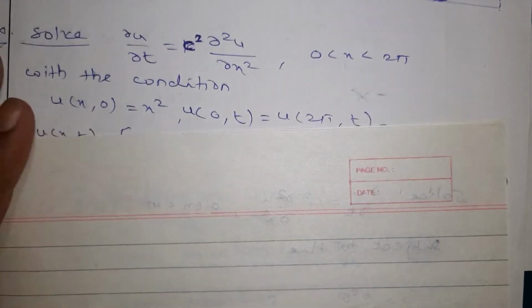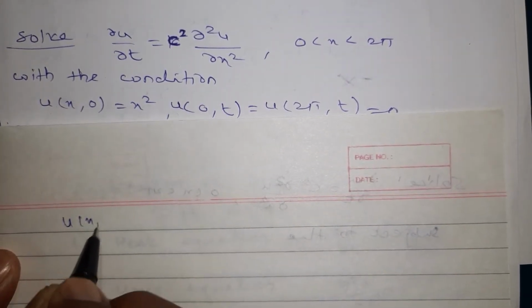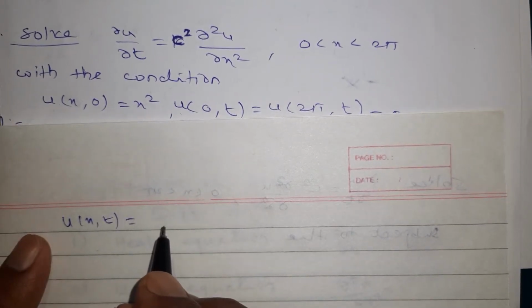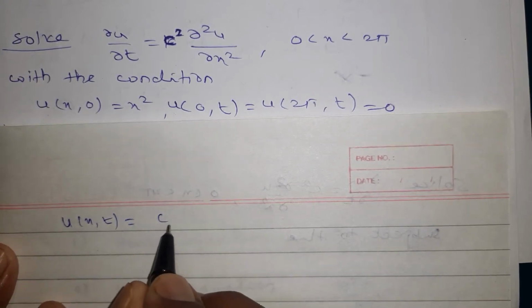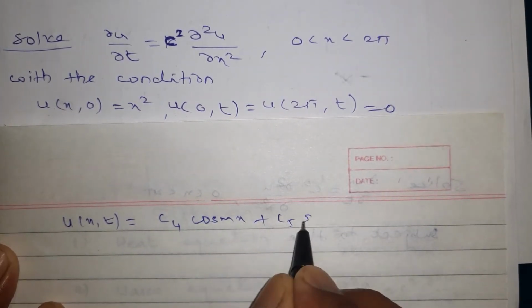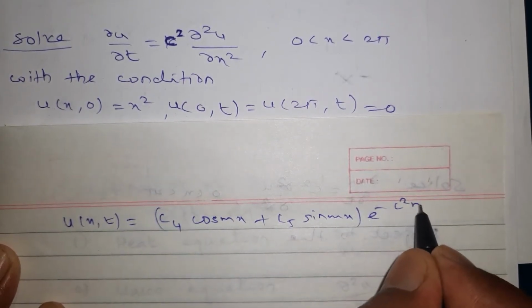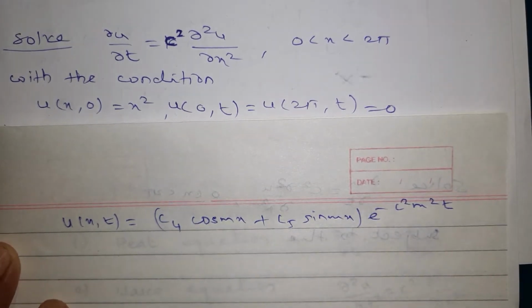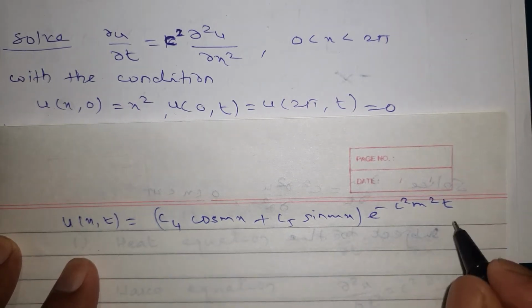Now first, the given equation is our heat equation. So what is the solution for the heat equation? Our solution for the heat equation is (C4 cos mx + C5 sin mx) e^(-c²m²t). This you have to keep in your mind. I am going to tell you a very simple method here to solve this equation. Only you have to remember this equation. I call this the first equation.